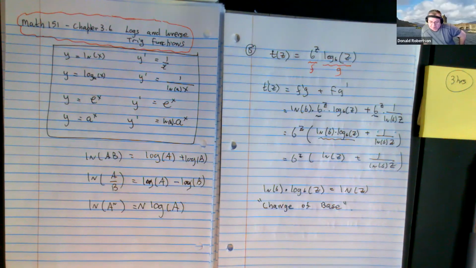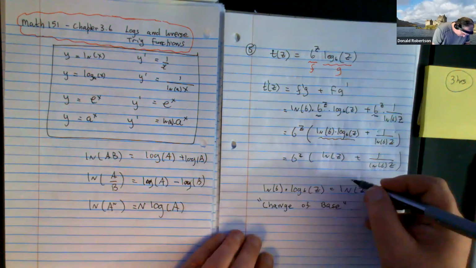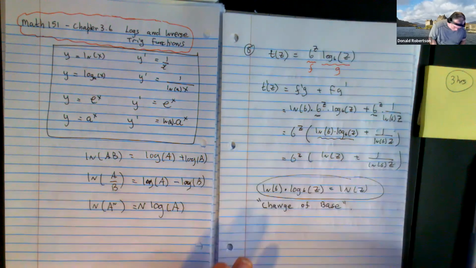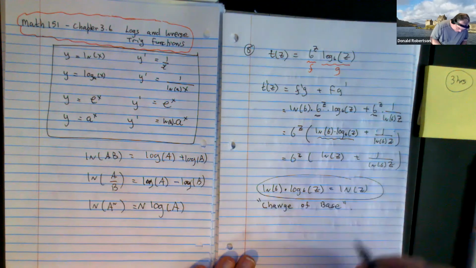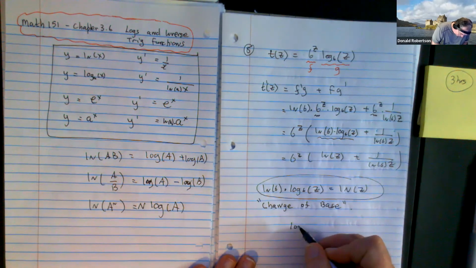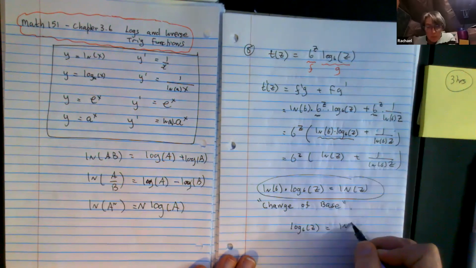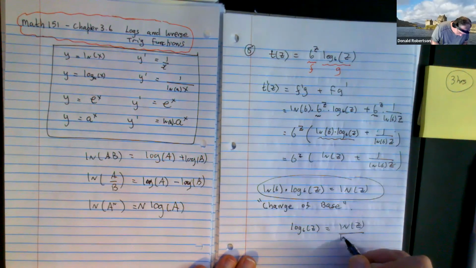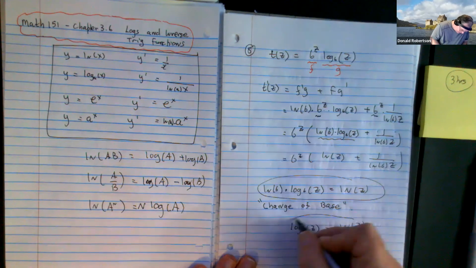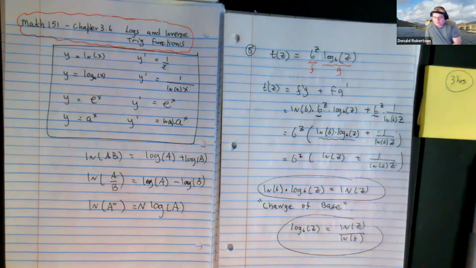Basically, you can take this formula and write it 3 different ways. That's the way I've written it right now. You can also say that the log to base 6 of Z is the natural log of Z over the natural log of 6. That is the same as that, just written in a different way.